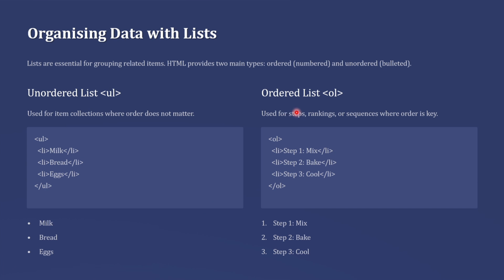The ordered list is used when the sequence is important. A set of instructions, a recipe, or a top 10 countdown must use an ordered list. These display as numbered items by default, like this. Crucially, both list types require the list item tag for every single item inside the container. The list item tag is li, like this.